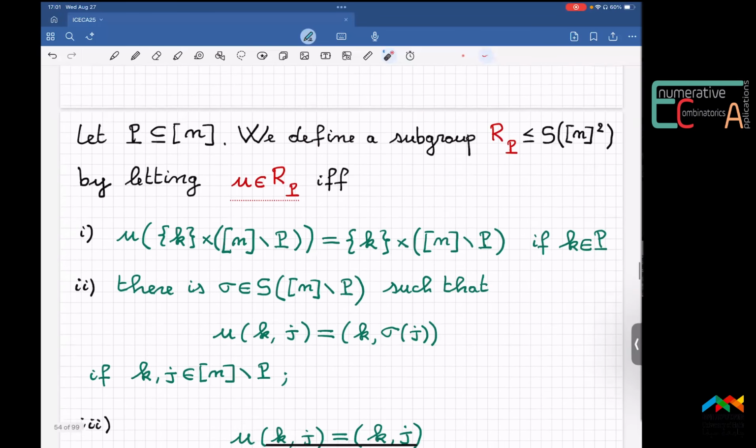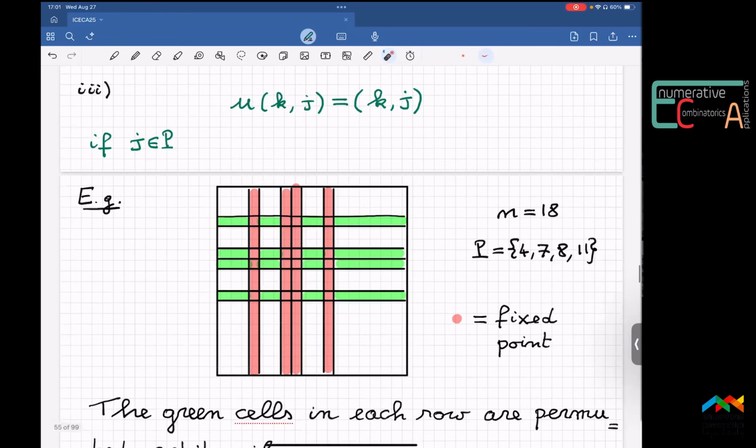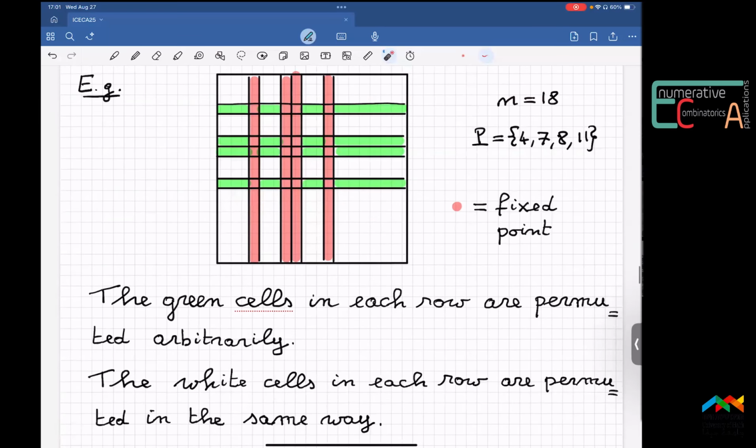So I'll show you one example of such a subgroup. We have several, but I'll just mention one. You take a subset of the integers from 1 up to n and define a subgroup by these conditions. Don't look at them, I'll just show you an example. Suppose n is 18 and P is {4, 7, 8, 11}. So here's an 18 by 18 grid.